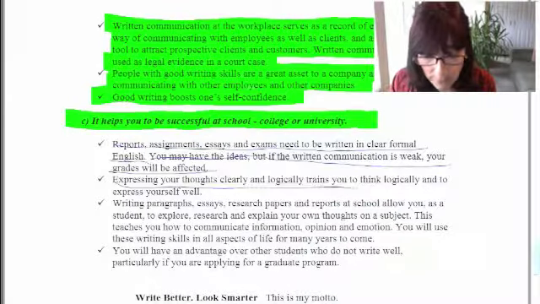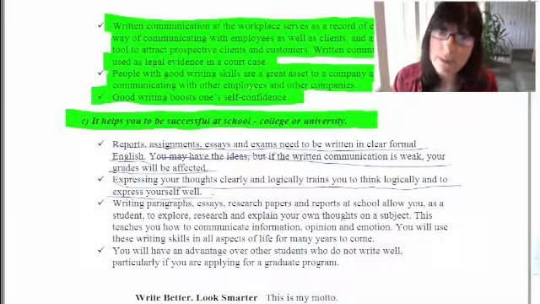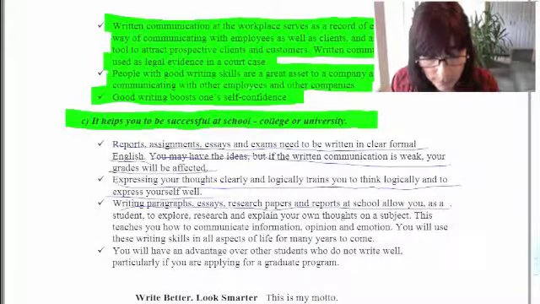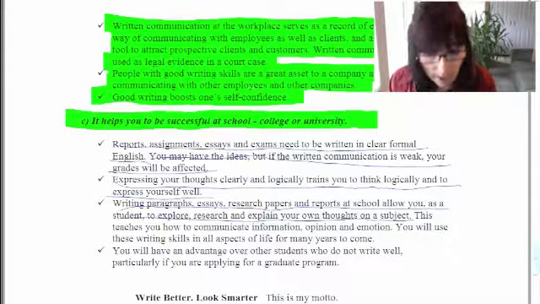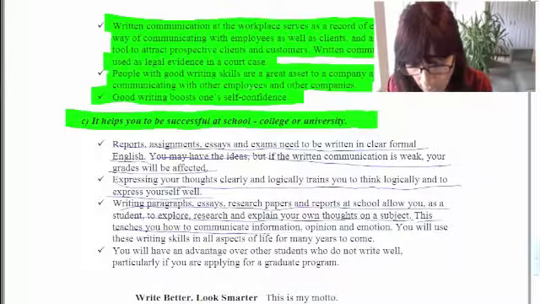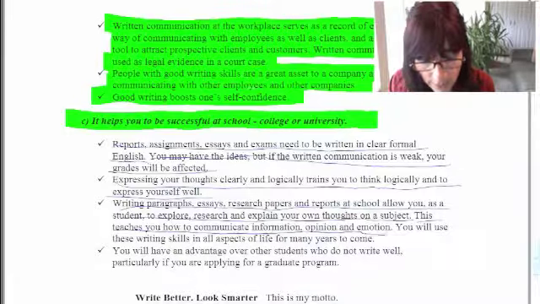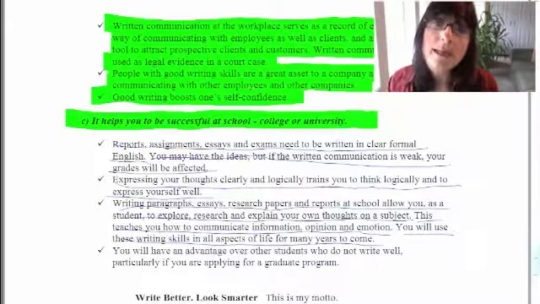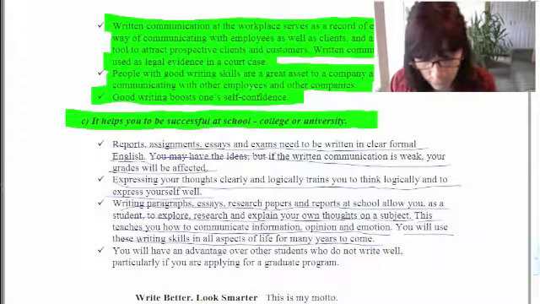Expressing your thoughts clearly and logically helps to train you to think logically, and then you'll express yourself more clearly if you think logically. Writing paragraphs, essays, research papers, and reports at school allow you as a student to explore, research, and explain your own thoughts on a subject. So I believe that this teaches you how to communicate information, opinion, and emotion. And then you will use these writing skills not only in school, but in all aspects of your life for many future years.